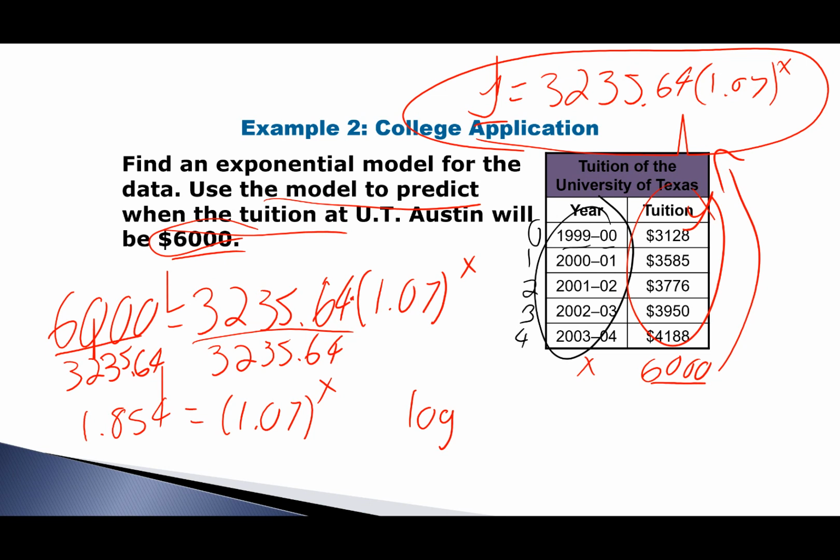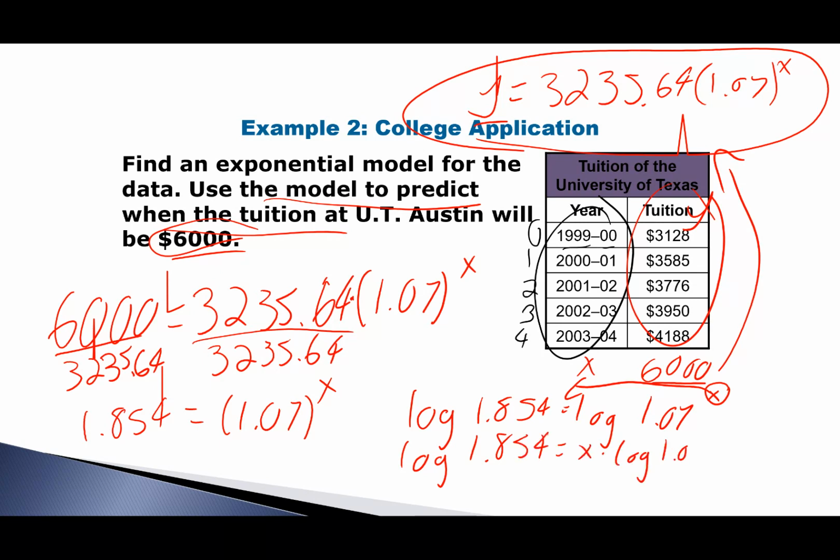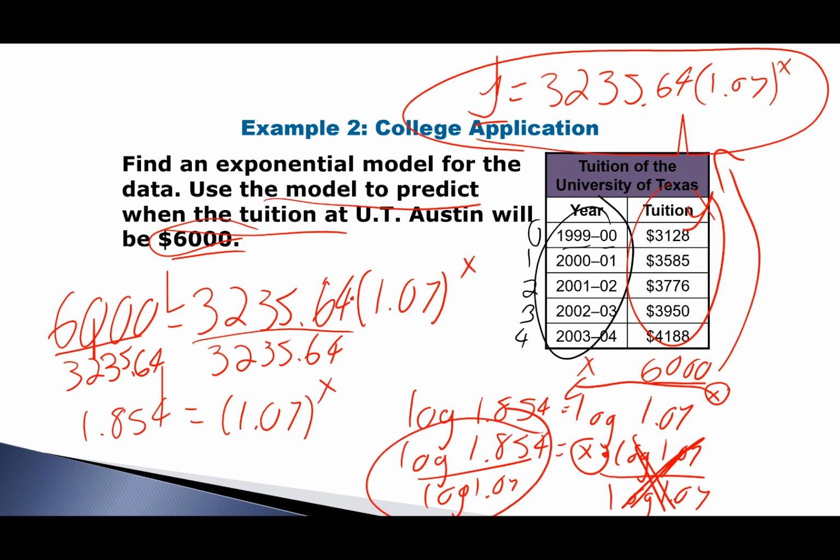So log on both sides, log of 1.854 equals the log of 1.07 to the x. We can move that exponent to the front now, so we have log 1.854 equals x times the log of 1.07. And since that's now in the front, I can divide both sides by log 1.07 and cancel that out. So x equals log 1.854 divided by log 1.07.